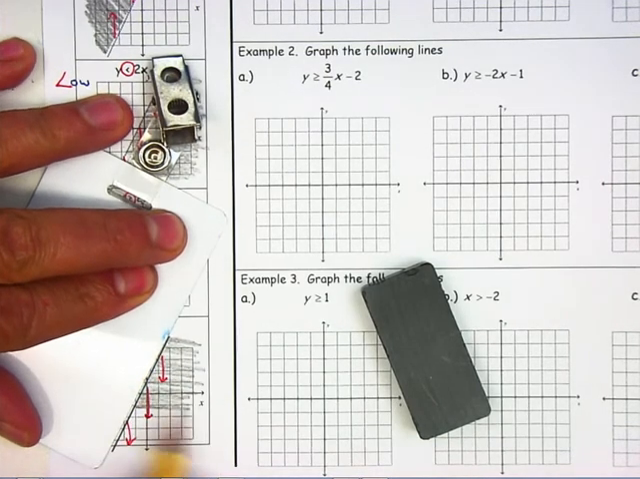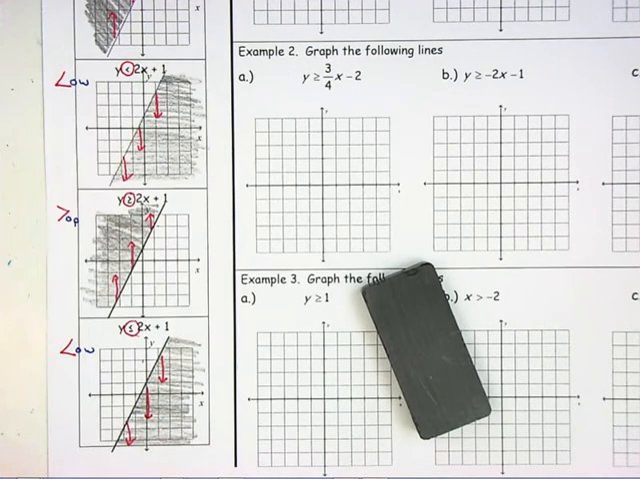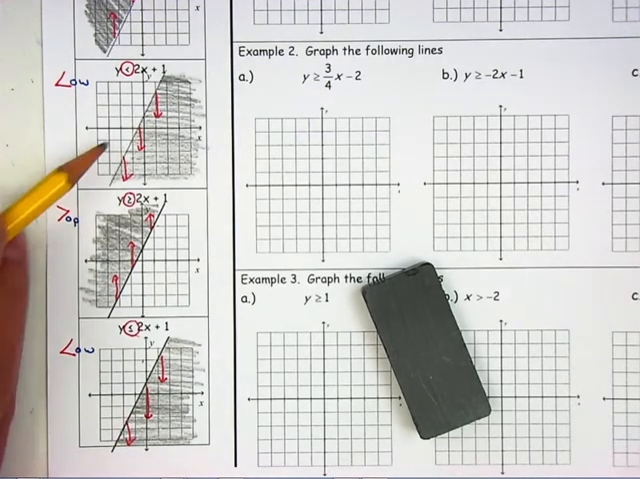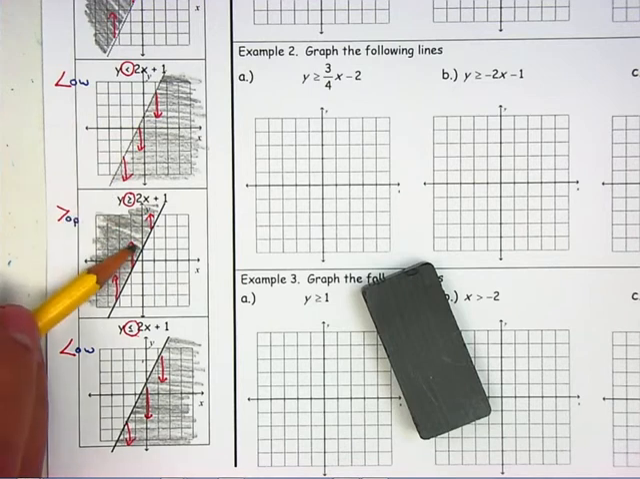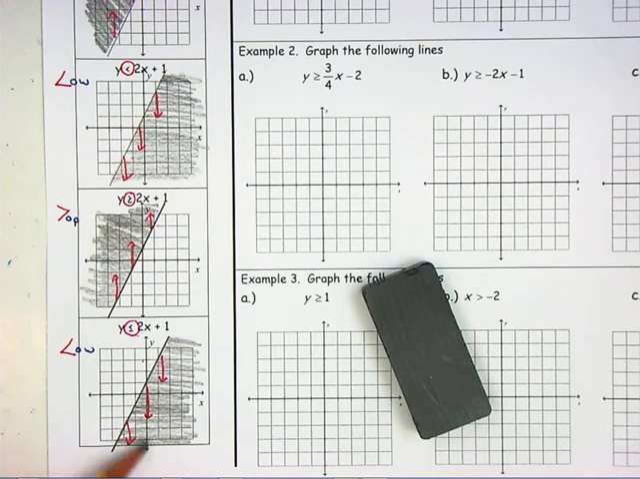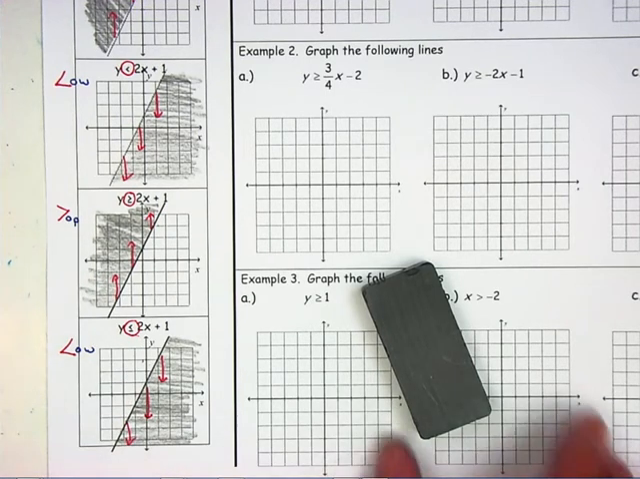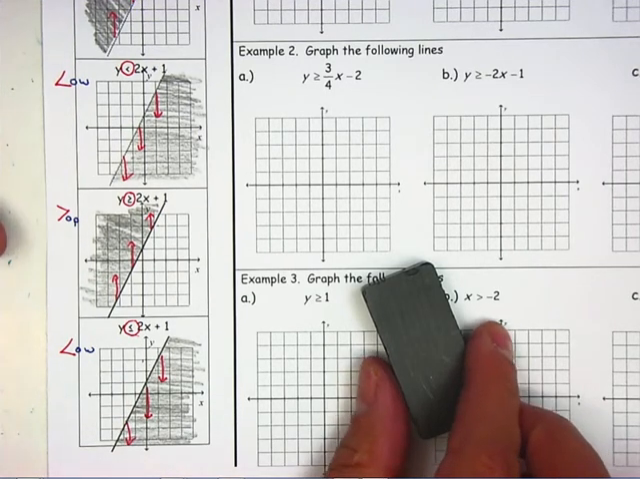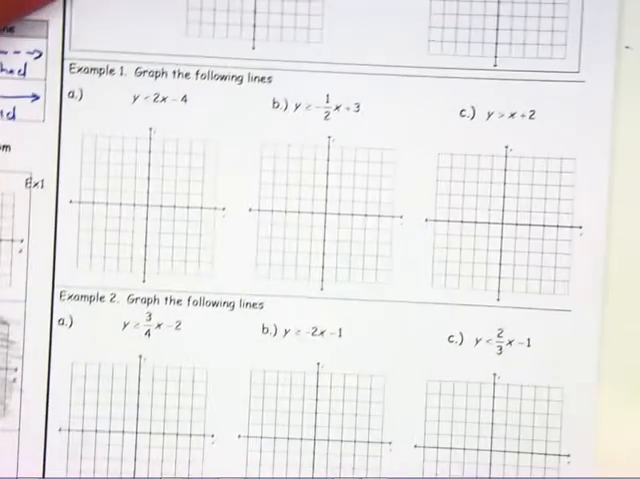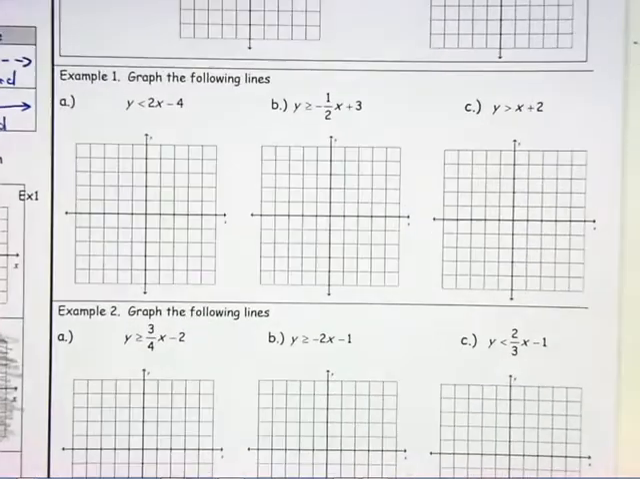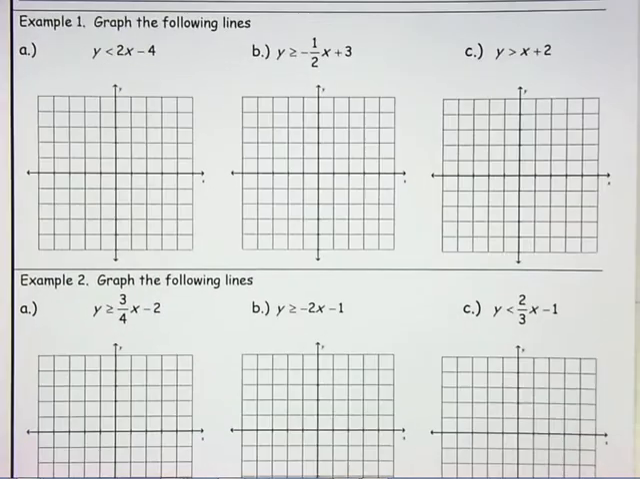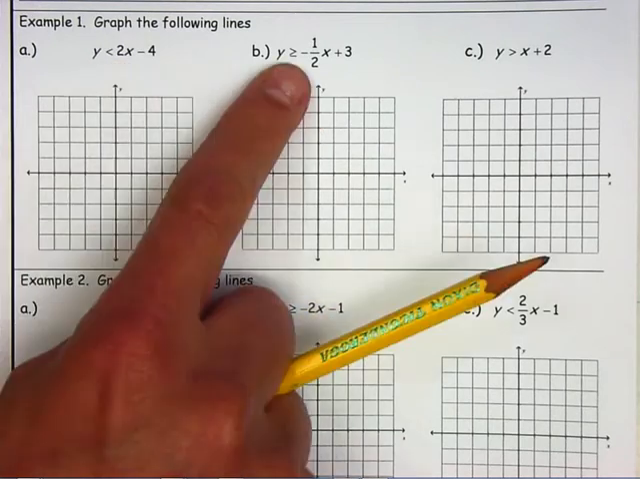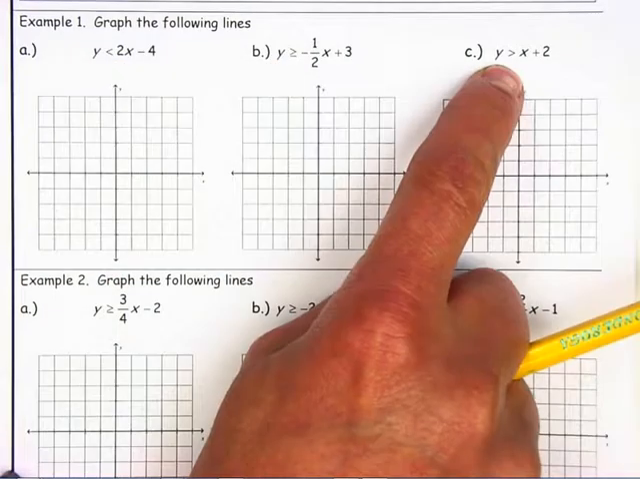So there are 2 things that you need to keep in mind. The first is whether your line will be dashed if there's no equal sign, or solid if there's an equal sign. And second, whether you're going to shade the top side or the low side. So let's start on example number 1. On example number 1, we have 3 problems. Notice that they all have an inequality in between: less than, greater than or equal to, or greater than.